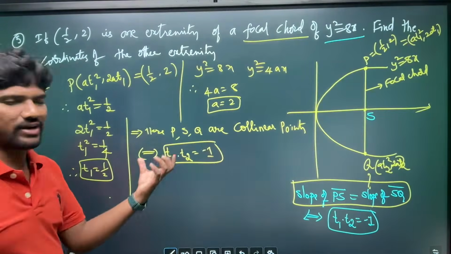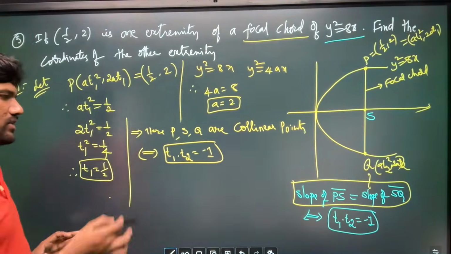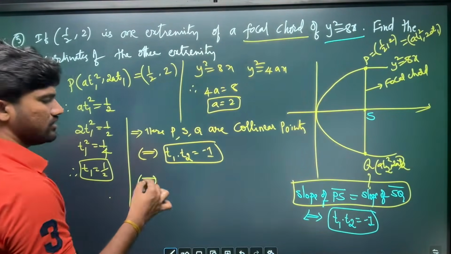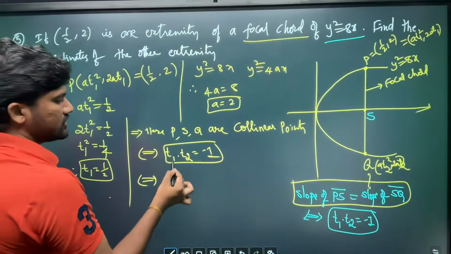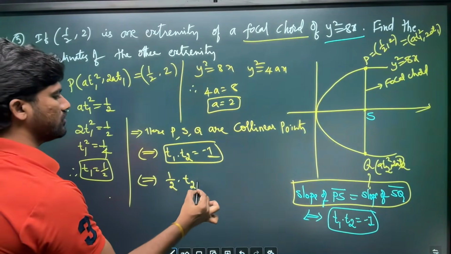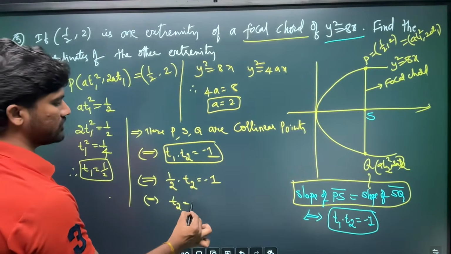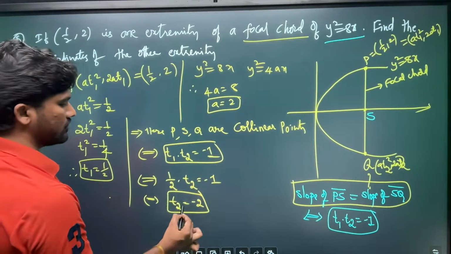This is one long derivation. For this problem, that derivation is not required. This is one of the 7 marks questions only, but అది ఇంకా మనకు అవసరం అన్ఇంపార్టెంట్. సో ఇప్పుడు మనకు t1 తెలుసు. t1 అంటే ఎంత మీకు 1/2. t1 t2 is equal to -1. సో దాని నుంచి మనకి ఏమొస్తుంది, t2 is equal to -2.